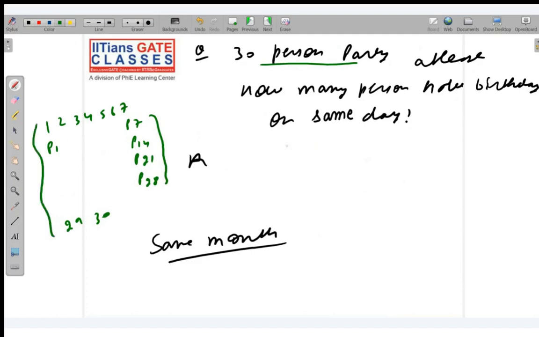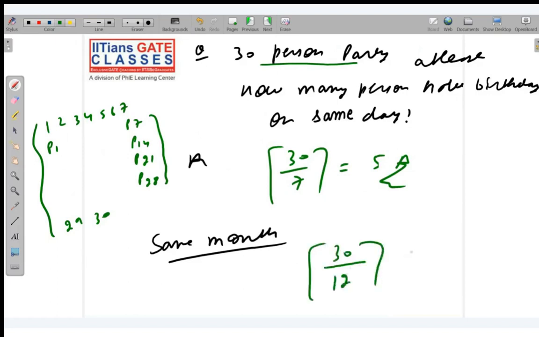That is guaranteed. And now you will get the sense of division: 30 divided by 7, ceiling function. So 5 is the answer. Is it okay? Yes, sir. Okay, same month. What about the same month? 30 persons are there, 12 months are there, ceiling function, you will get the answer. 3 is the answer. Awesome. Okay, take a snapshot. I will jump to the next slide.